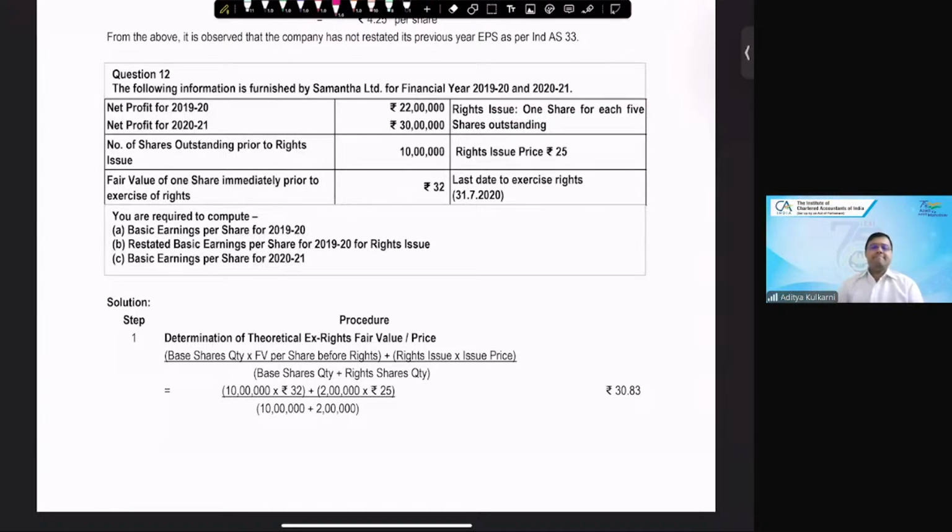Have you ever done it? Sir, I think fair value divided by the right price is the bonus element. Yes, but have you computed it? In Ind AS 20, I guess. Okay, you have done it. I think Nisha has dropped off. Okay, fine, all right.